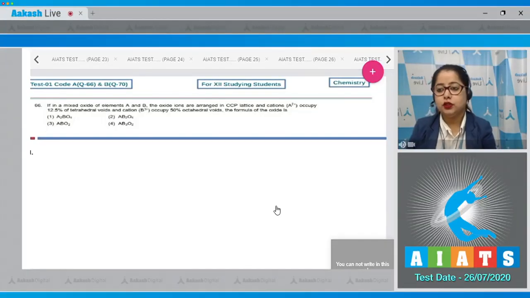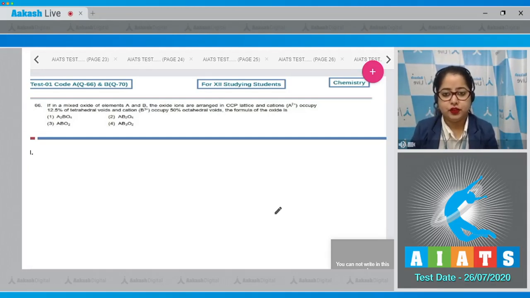Let's read the question. If in a mixed oxide of elements A and B, the oxide ions are arranged in CCP lattice and cations A 2 positive occupy 12.5% of tetrahedral voids and cation B 3 positive occupy 50% of octahedral voids, the formula of the oxide is.